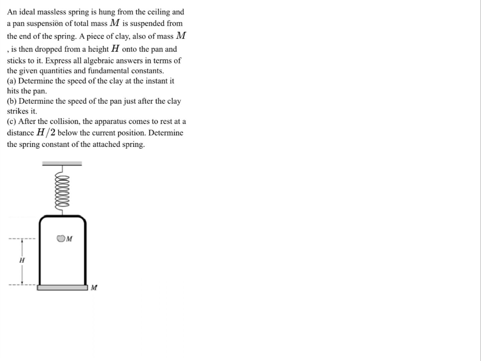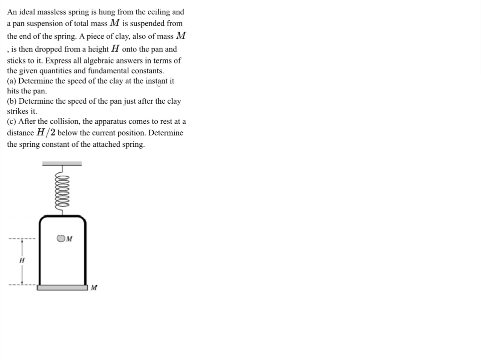An ideal massless spring is hung from the ceiling, and a pan suspension of total mass m is suspended from the end of the spring. A piece of clay, also of mass m, is then dropped from a height h onto the pan and sticks to it. Express all algebraic answers in terms of the given quantities and fundamental constants.